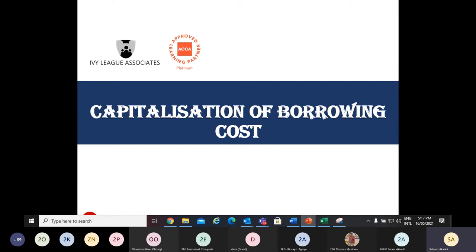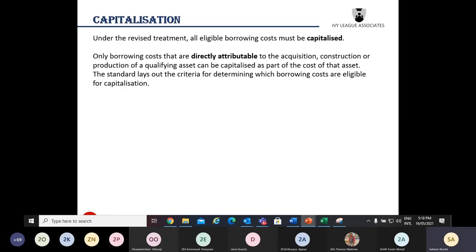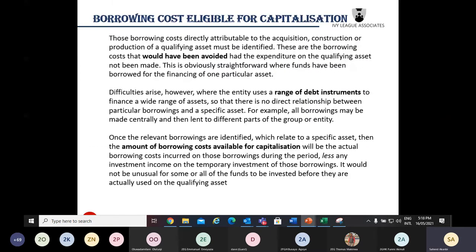The principle in IAS 23 is, whenever borrowing is from various sources, before I can determine my borrowing cost, what I need to do is to determine what we call the capitalization rate. And what is the capitalization rate? It means the weighted average cost of capital. That is the meaning. The weighted average cost of capital.